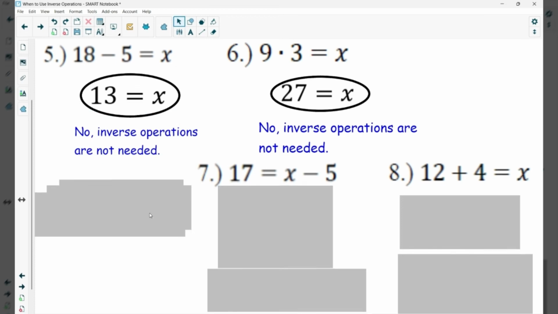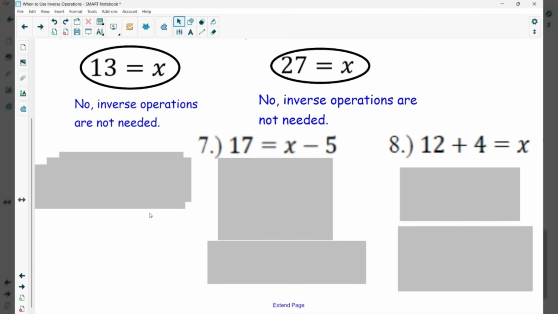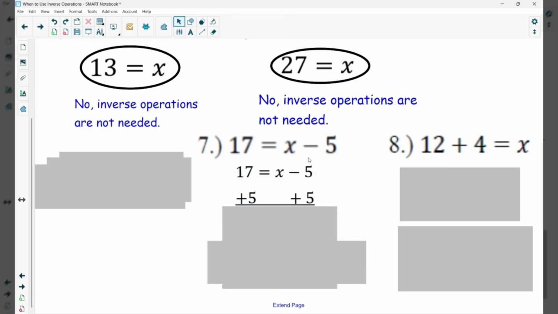Number 7. For this equation, x is not by itself. It says 17 equals x minus 5. What I see happening to the variable x is we're subtracting 5. The inverse of subtracting 5 is to add 5 to both sides. On this right-hand side, minus 5 plus 5 will cancel out. We'll be left with x. We want to do this calculation. Again, I'll highlight it for you if that's easiest. We need to calculate 17 plus 5 to get 22. So we will get 22 equals x.